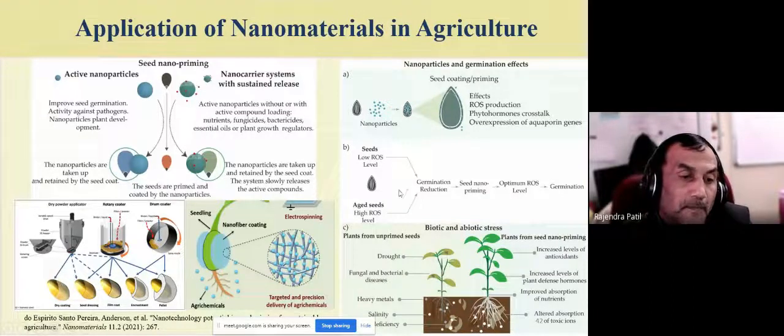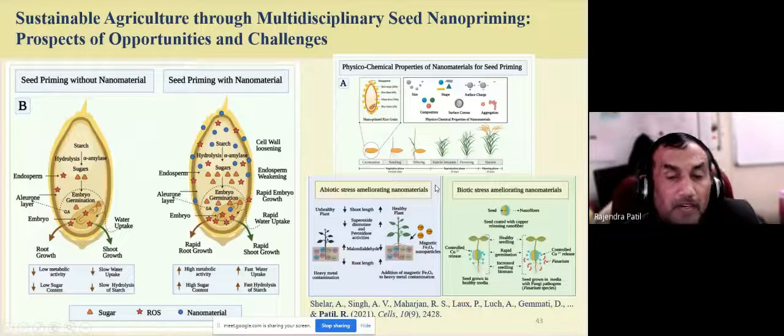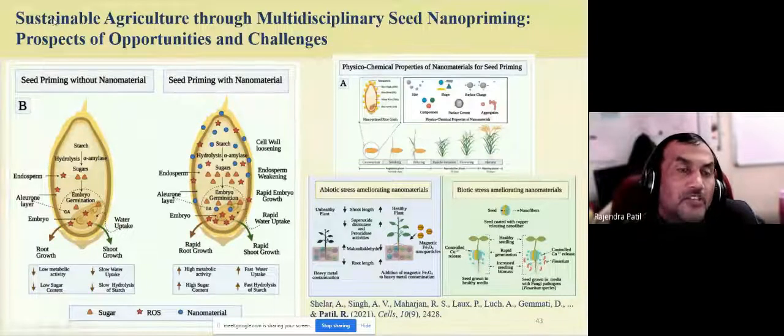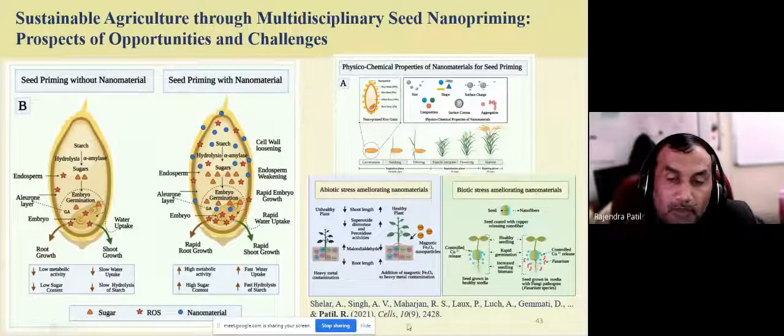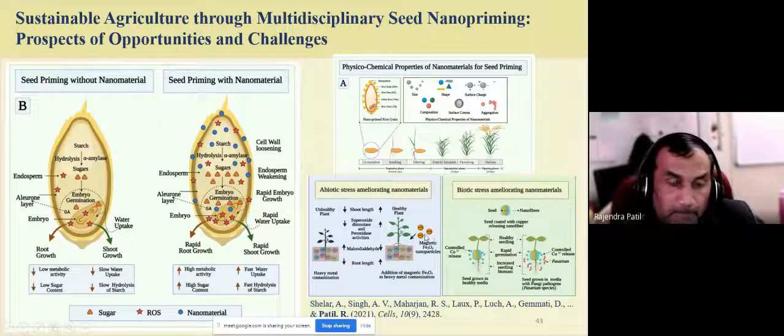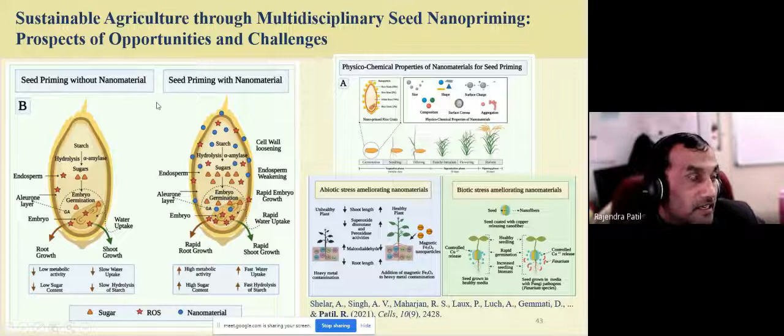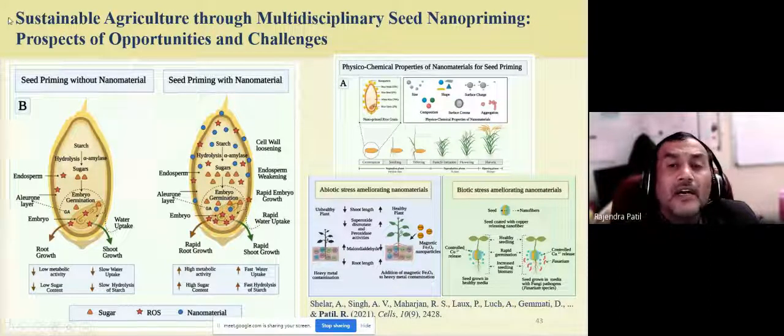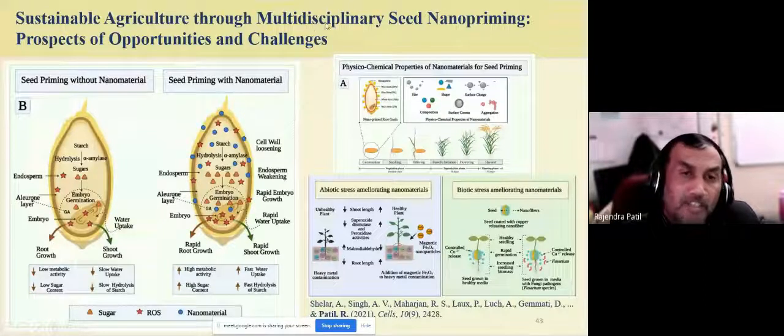And recently we published one of our articles. One of my students, Shelar Amruta, has published an article in the Cell wherein we introduced the seed nanopriming technology to prime the seed for better germination. So what are the changes that occur when the seeds are treated with the nanoparticle, that is called nanopriming?